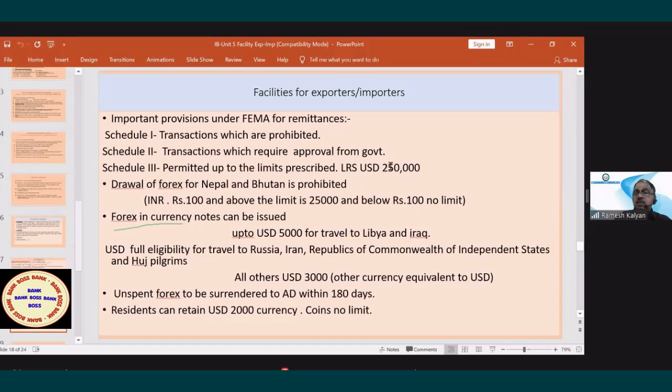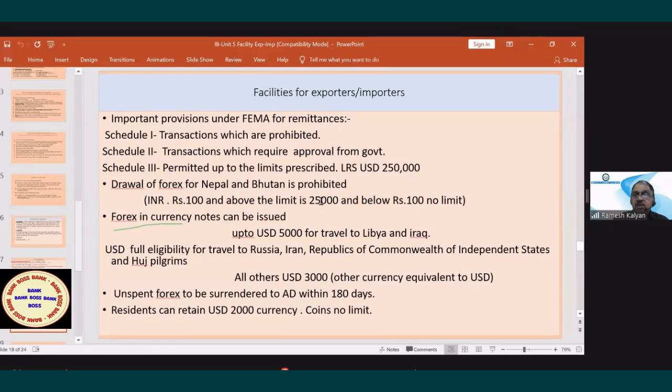Earlier, each and every thing had different limits. Now it is liberalized: LRS is the Liberalized Remittance Scheme. Anybody comes, up to $250,000, we can release. And for Nepal and Bhutan, there is a limit of 25,000. The 25,000 is for currency notes of 100 rupees. If it is small denomination, the limit is not there.